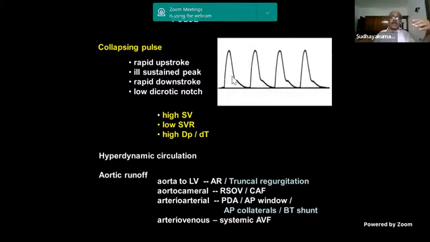But seldom do you get the typical collapsing character other than in severe AR. You may get a high volume pulse. In PDA you get it. RSOV, if it is chronic, you get it. But many times the RSOV is acute. In acute AR, you won't get it. All these things are seen only in chronic situations.